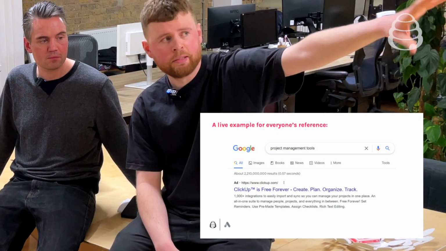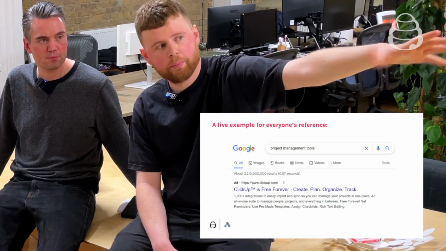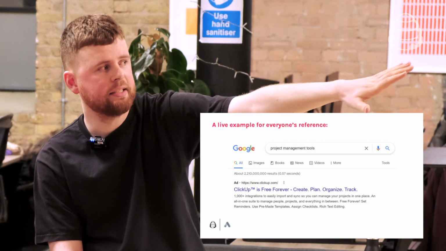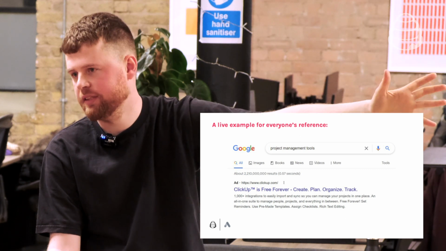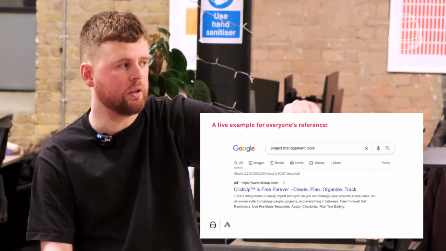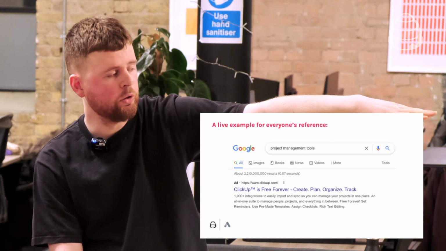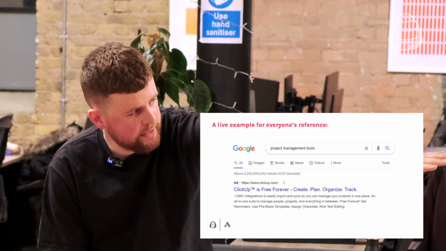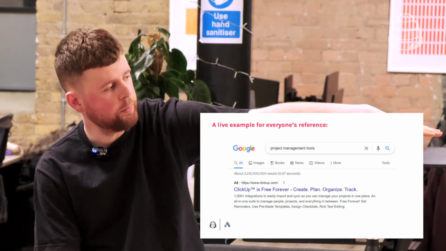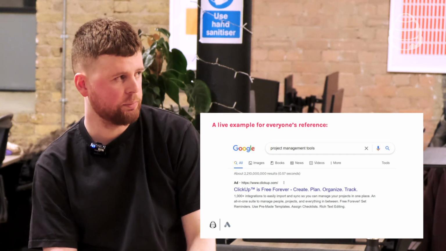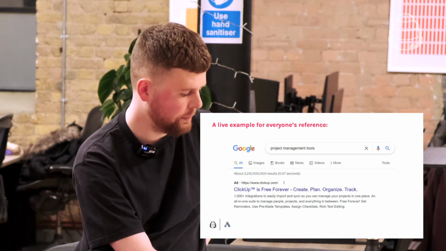For everyone's reference, that's a live example I pulled earlier today of what a PPC ad looks like. A tool like project management tools is very easy. A lot of our clients don't have such big audiences to go after. That's something that's searched for hundreds of thousands of times a month. But you can see here that the ad below, the blue text there, are your headlines, your opportunity to really sell your organization or the purpose of your page. And then beneath that are your descriptions. But that's just so everyone has the same visual image of what we mean by PPC.